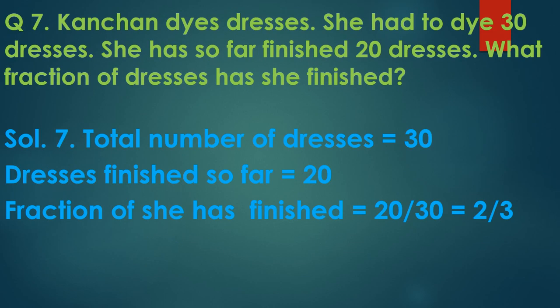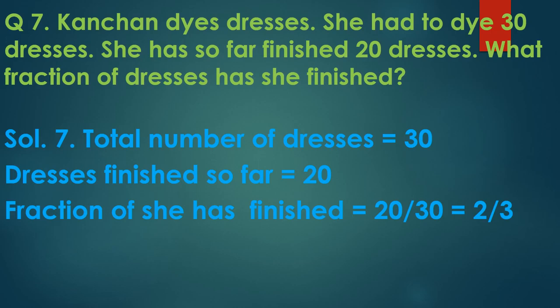Now the second question is, what part of a sandwich will each boy receive? If he is dividing one sandwich into three equal parts, then each boy will receive one part out of three. So your fraction is 1 upon 3. Each boy will receive 1 upon 3 part of the sandwich.